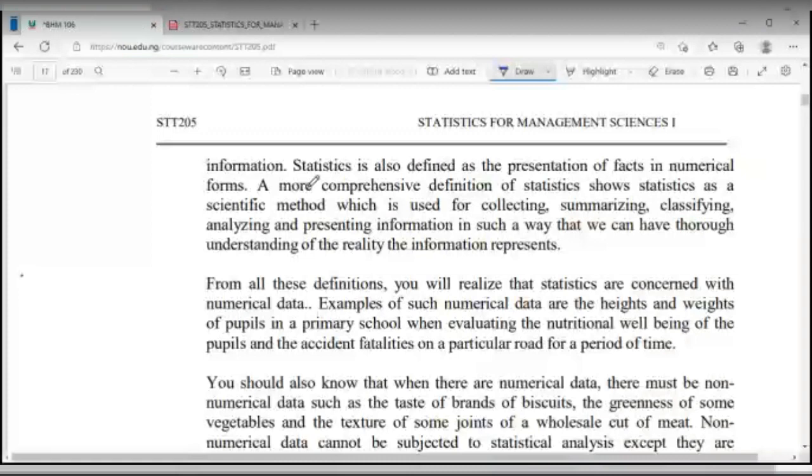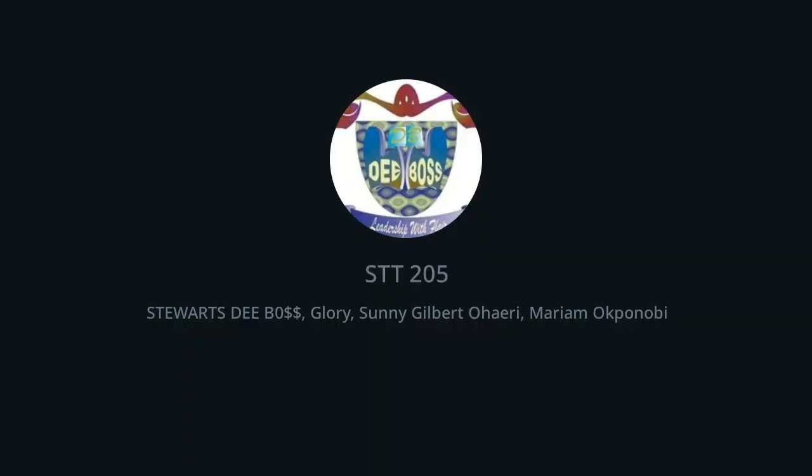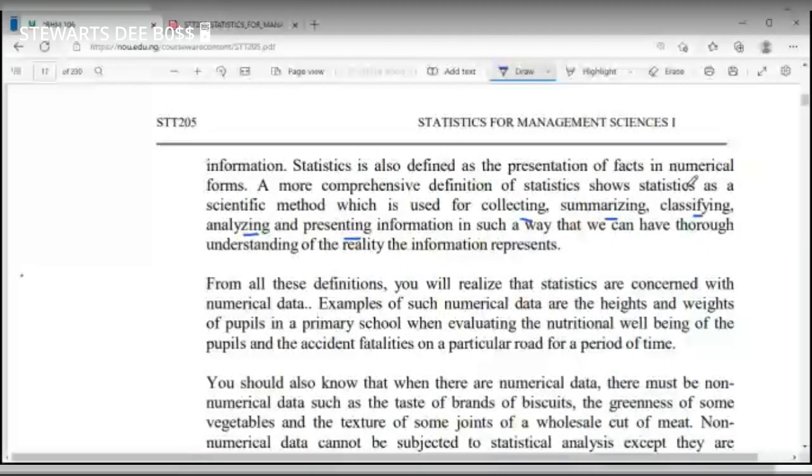Now let's say a more comprehensive definition of statistics shows statistics as a scientific method which is used for what? Collecting, summarizing, classifying, analyzing, and presenting information in such a way that we can have a thorough understanding of the reality of the information represented. So a more comprehensive definition of statistics shows statistics as a scientific method which is used for what? Collecting. Okay, it's used for collecting.